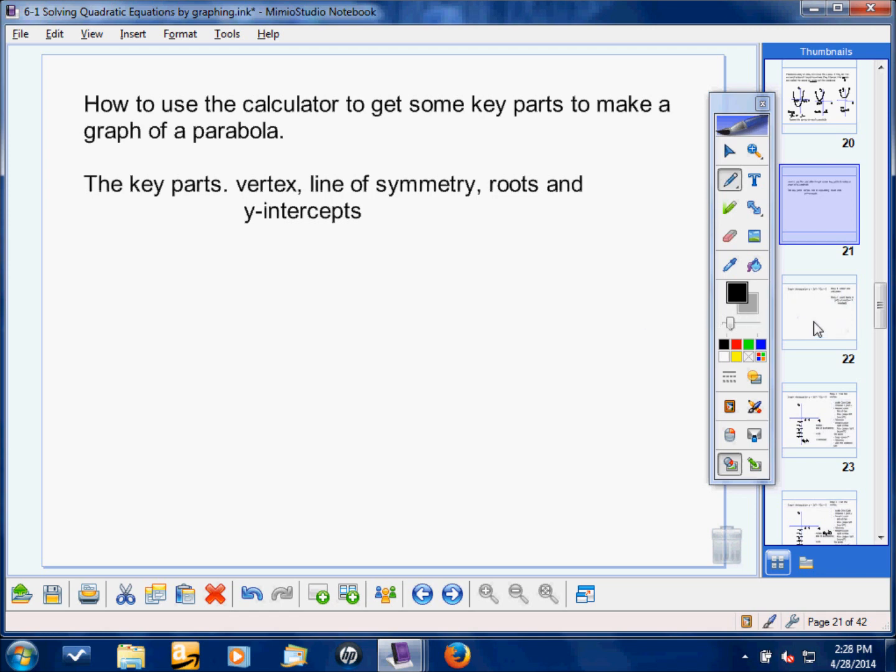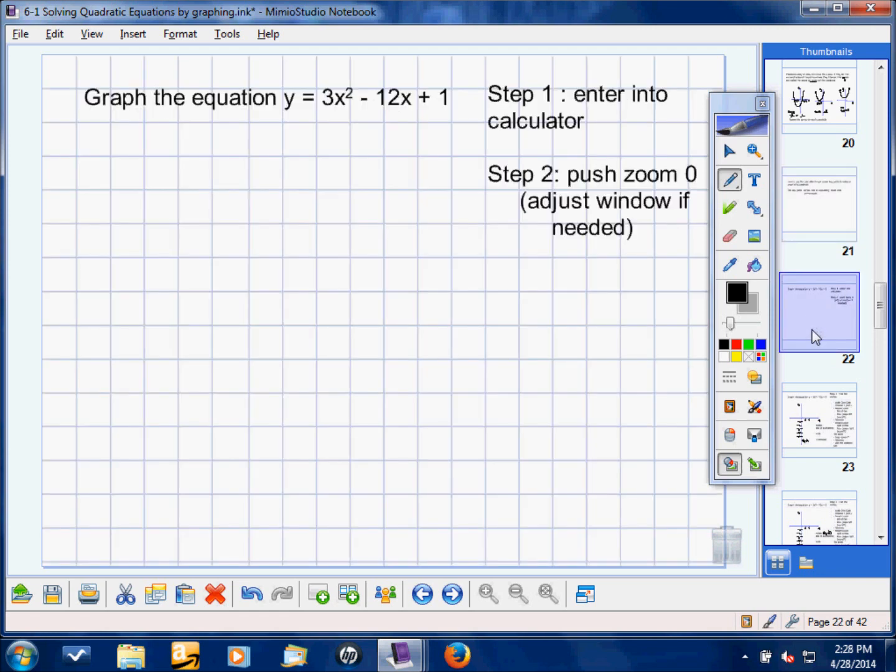Alright, so let's take a look at an example. We're going to go through an example together. Here's our example.